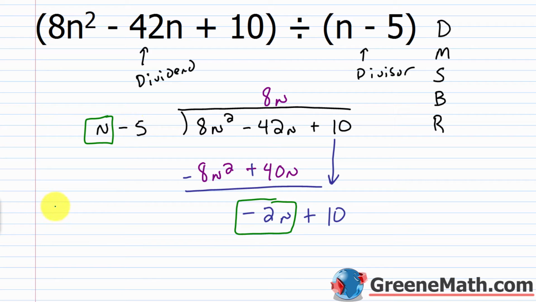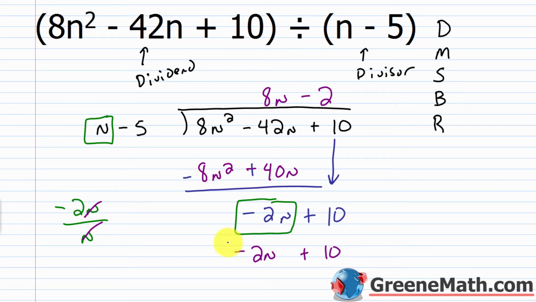So what is negative 2n over n? Well, we know that the n's would cancel, and I'm left with just negative 2. So negative 2 goes up here. Then I multiply. Negative 2 times n is negative 2n. Negative 2 times negative 5 is plus 10. Now we subtract. Now we know the same thing over itself is going to be 0.